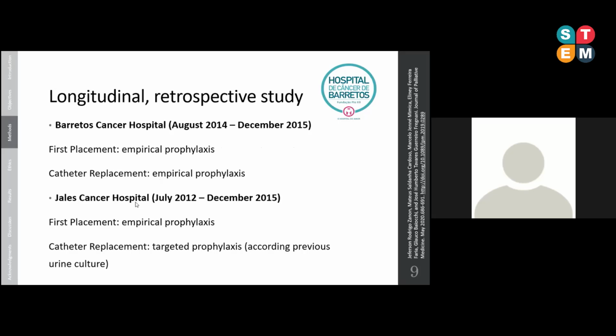At Barretos, data were collected between August 2014 and December 2015, and both catheter first placement and replacement were performed with empirical antibiotic prophylaxis, according to standard protocol. At Jales, data were collected between July 2012 and December 2015. Catheter first placement was performed with empirical antibiotic prophylaxis, and catheter replacement was performed with targeted antibiotic prophylaxis, according to previous urine culture collected 7 days before the procedure.